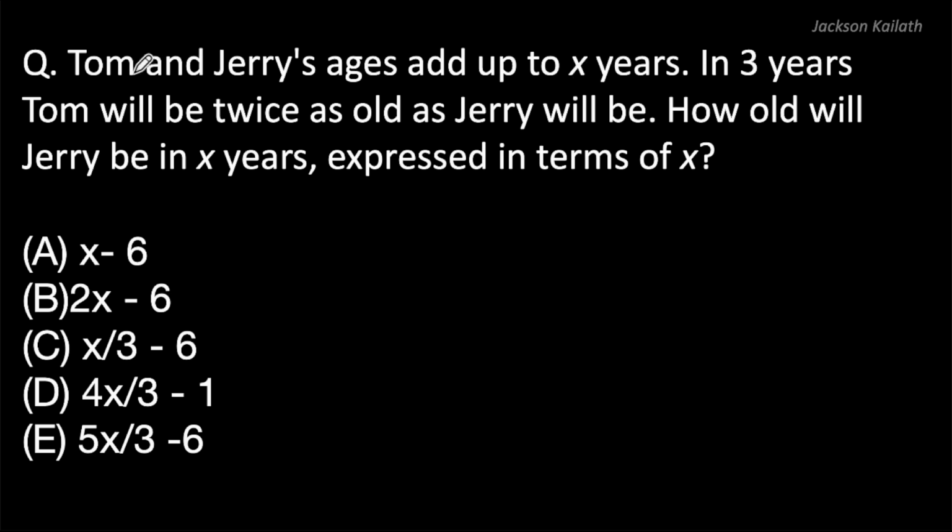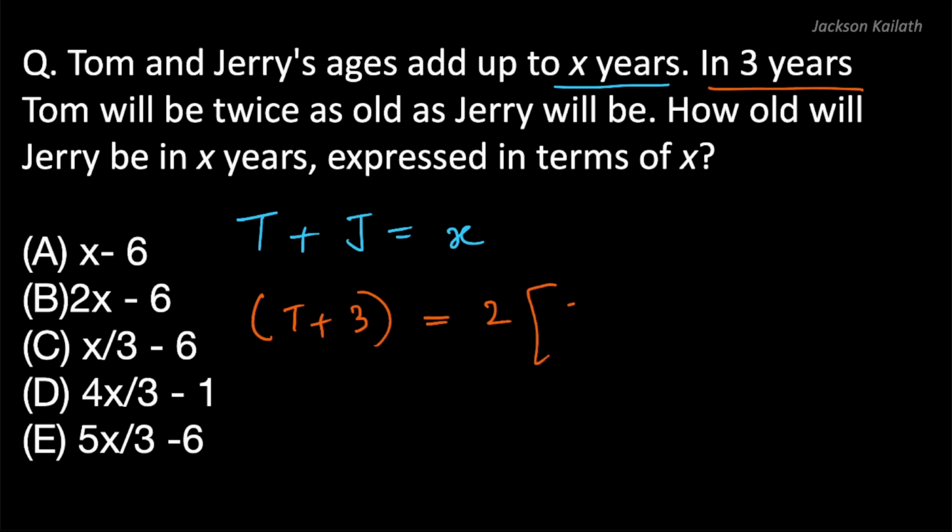So it's mentioned over here that Tom and Jerry's ages add up to X years. So we can say that T plus J is equal to X, and it said that in 3 years, Tom will be twice as old as Jerry will be. So after 3 years, Tom will be T plus 3 years and Jerry will be J plus 3 years. So T plus 3 is equal to 2 times (J plus 3).